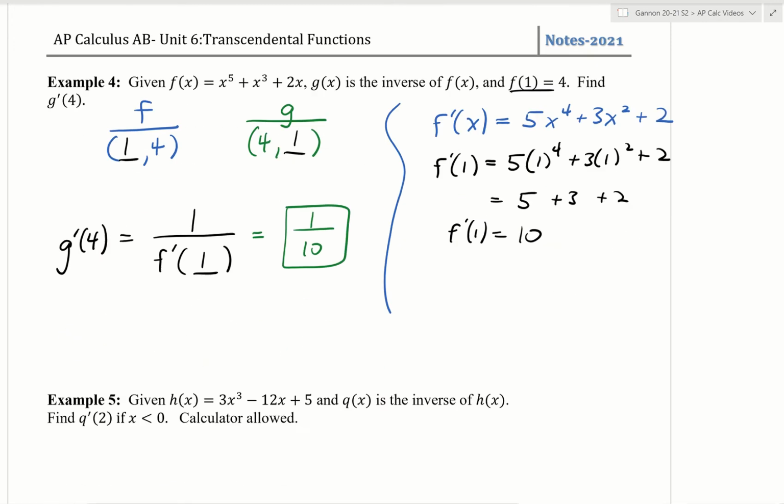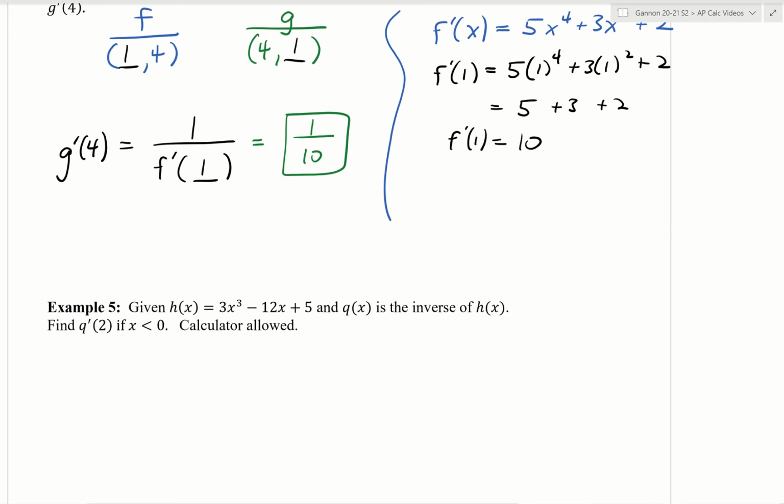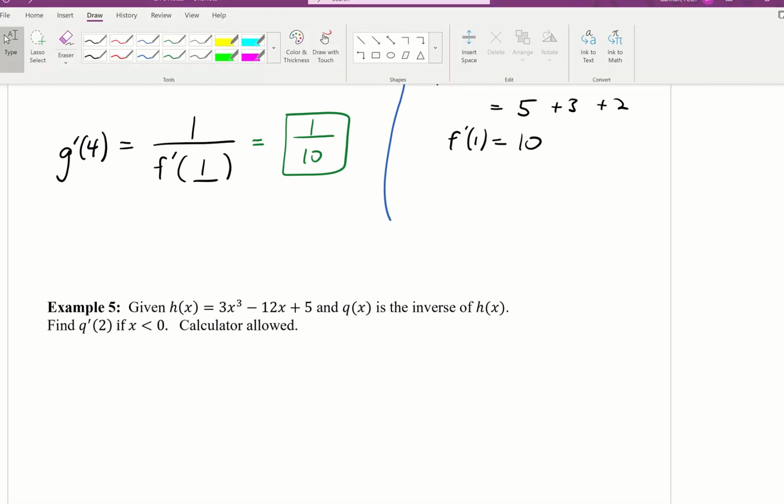All right, we have one more that we're going to take a look at. So in this case, example 5 says, given that h of x is 3x cubed minus 12x plus 5, q of x is the inverse of h of x. We want to find the derivative of q at 2 if x is less than 0.